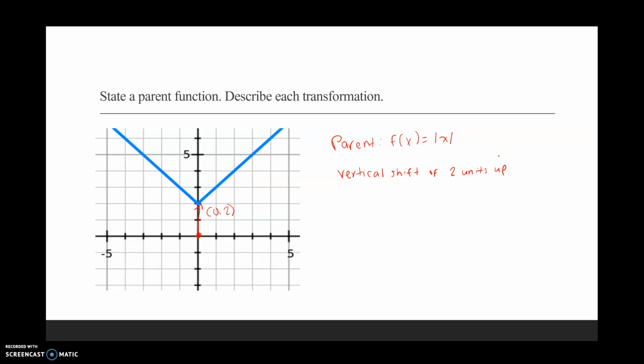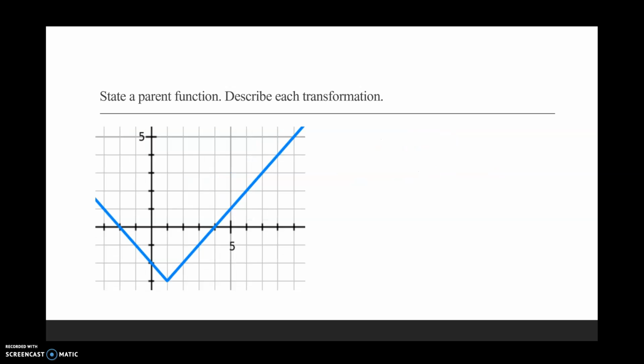The next thing we want to look for, it's a V opening up, so we know that there's not a reflection. And the last thing we would look for is the non-rigid transformation. And again, the way we judge that is if we go over 1 and up 1 and don't hit a point on the graph, then there's a non-rigid transformation. So starting at the vertex, if I go over 1, up 1, I hit the graph again. That indicates no non-rigid transformations. So the only thing that happened here was there is a vertical shift up 2 units.